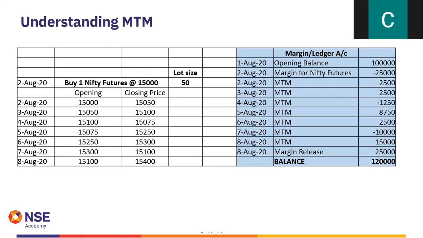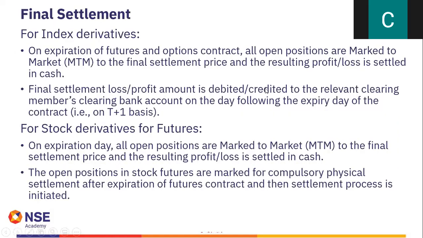Okay, going further. So we have seen MTM. Now coming to something called final settlement for index derivatives. That is, final settlement will come on the date of expiry. On expiration of futures and options contracts, all open positions are marked to market to the final settlement price, and the resulting profit or loss is settled in cash. Final settlement profit or loss, obviously, will be debited or credited to the respective bank account.